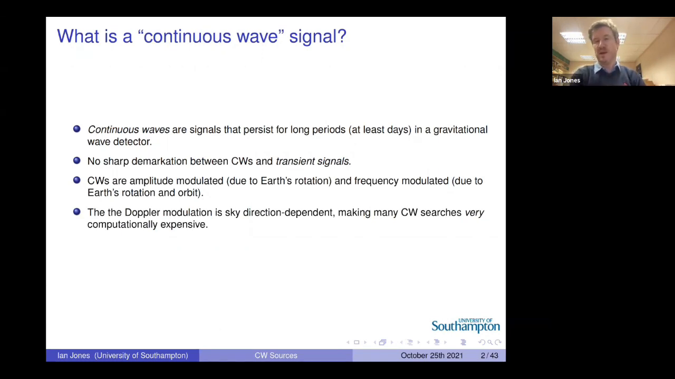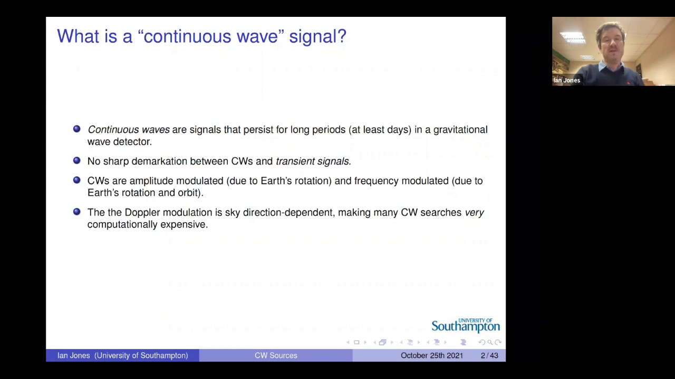But because the Earth is spinning, and it turns out you get a bigger effect because the Earth's orbiting the sun, you get a time-varying Doppler shift. And the tricky thing is that this Doppler shift is different for different directions on the sky. That's obvious, right? Because if the Earth is traveling towards the gravitational wave source, then that source is blue shifted, its frequency's increased a bit, whereas if the Earth's traveling away, it's red shifted a bit. But of course, 6 months later, that's completely reversed.